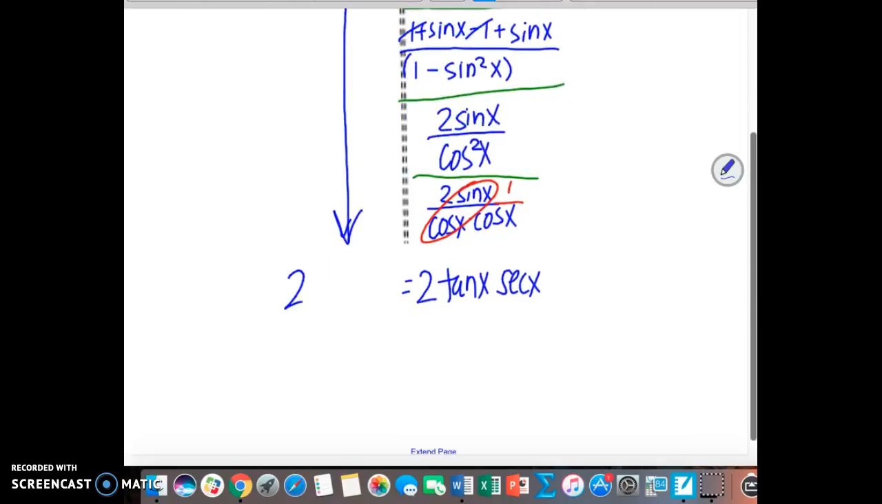So now we have 2 tangent of x times secant of x equals 2 tangent of x times secant of x. So we can check that off. We did our math correctly.